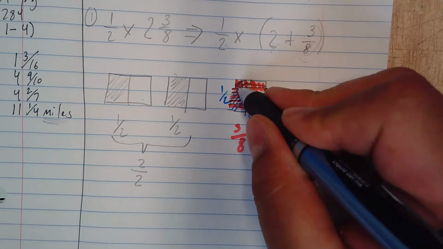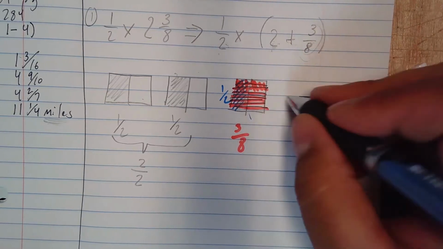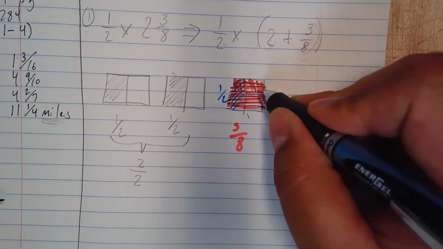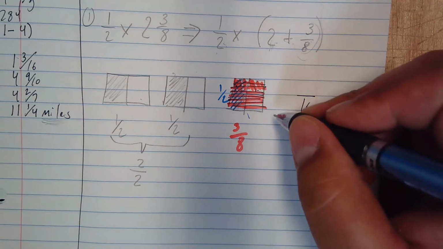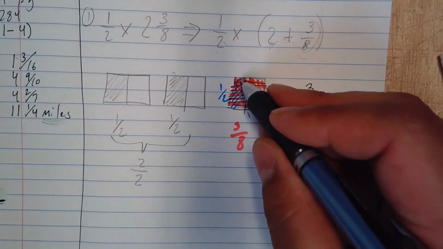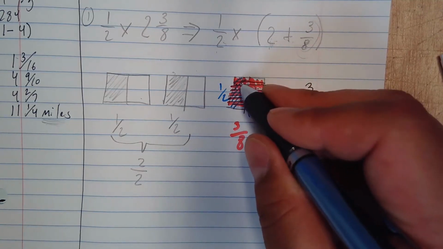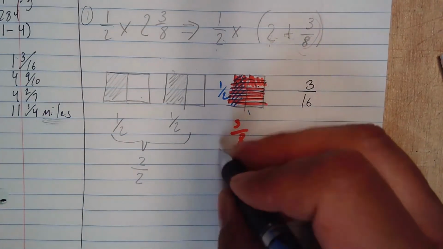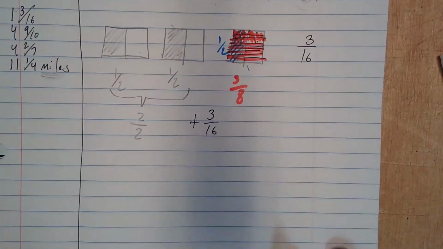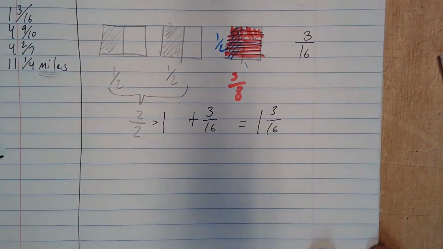You have half. You cut it up into 8 pieces. That means you're supposed to have 16 now, right? 8 times 2, 16, right? 8 twice. And you have 3, 1, 2, 3. But then you got to count this, do you? No, not really. Now we have 3, right? 1, 2, 3, 16ths, right? Out of the 16 pieces now, you only want 3. If you cut this 1 half into 8 pieces, you only want 3, 3/16ths, right? So, now this is going to be easy to see. 2 over 2 is the same as 1. 1 plus 3/16 is just 1 3/16.